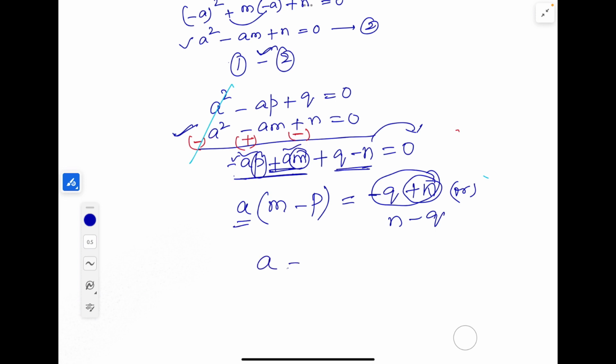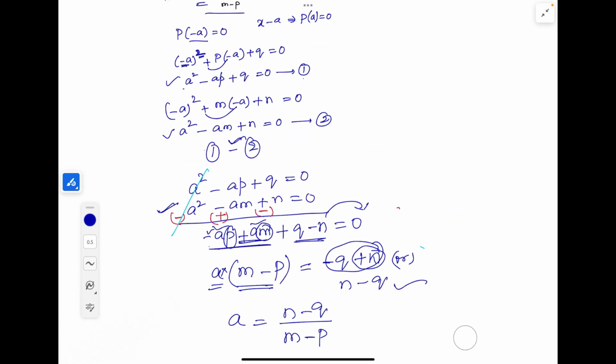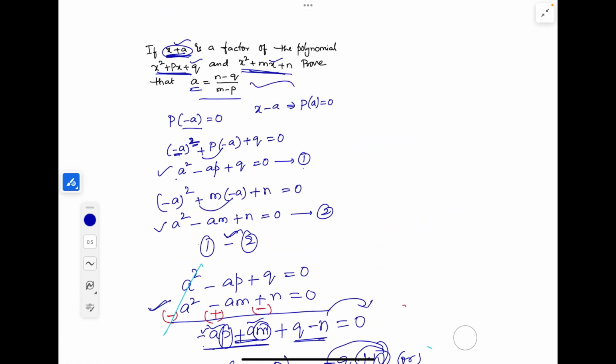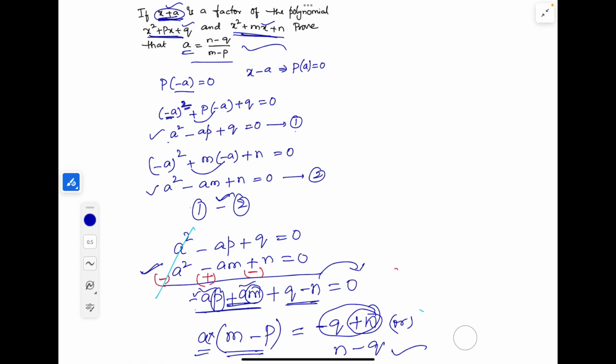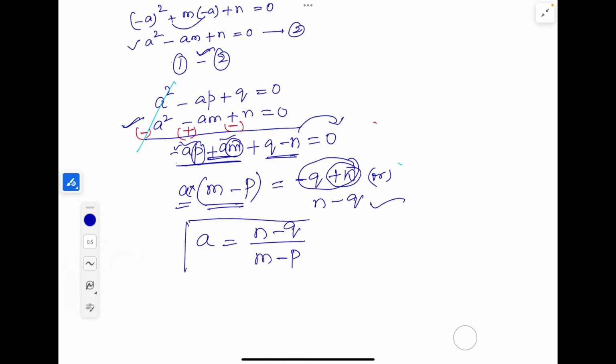So we want a is equal to n minus q, which is in RHS, m minus p transpose to m minus p, right? If I transpose that, we will get by m minus p. That is what we are supposed to prove. A is equal to n minus q by m minus p.